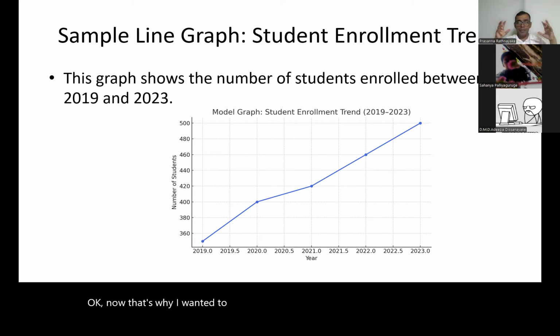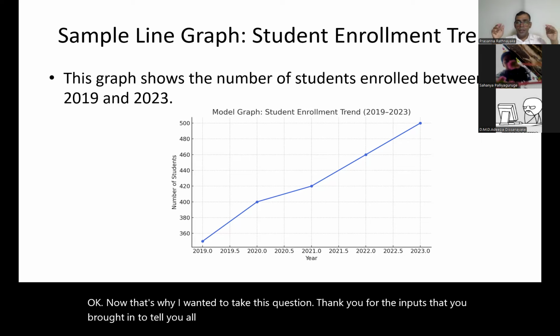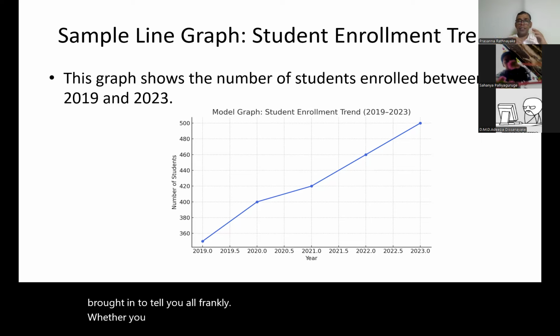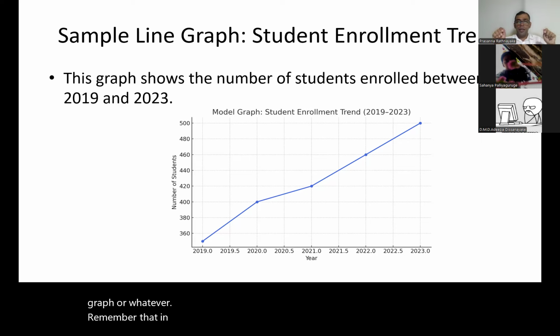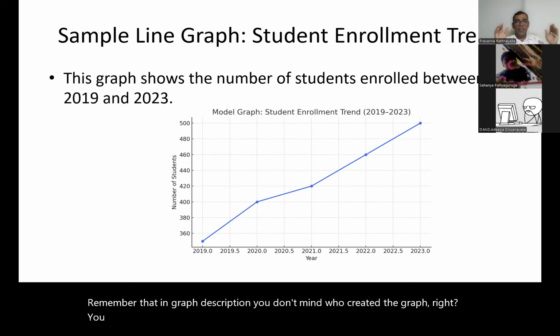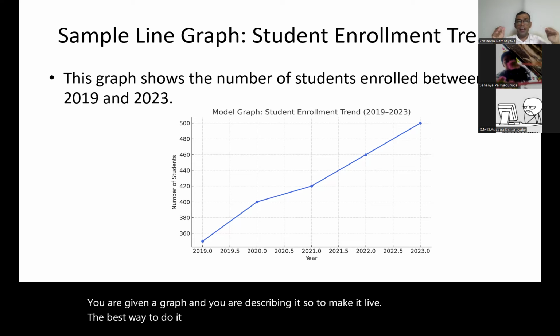Thank you for the inputs that you brought in. To tell you all frankly, whether you have made the graph, developed the graph, or whether it's a given graph or whatever, remember that in graph description, you don't mind who created the graph, right? You are given a graph and you are describing it. So to make it live, the best way to do it is what Adip did. This graph shows.